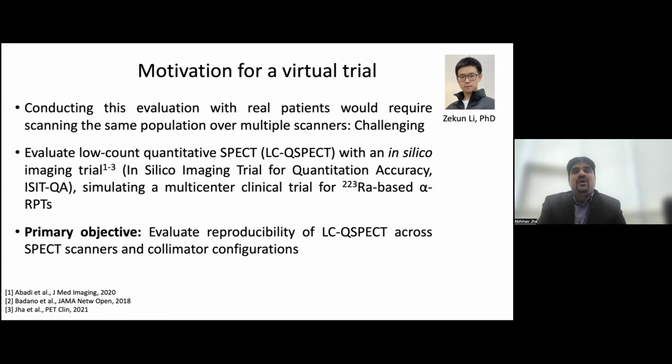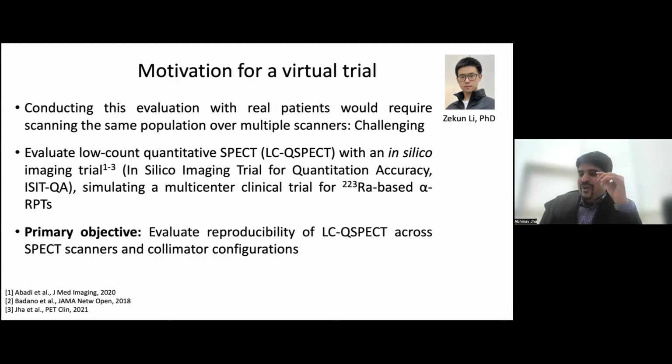So what do you do? What's the next thing you do when you have a trial? You have a primary objective. So you define a primary objective. Right? So evaluate reproducibility of this methodology, LC-Q-SPECT, across SPECT scanners and collimator configurations.